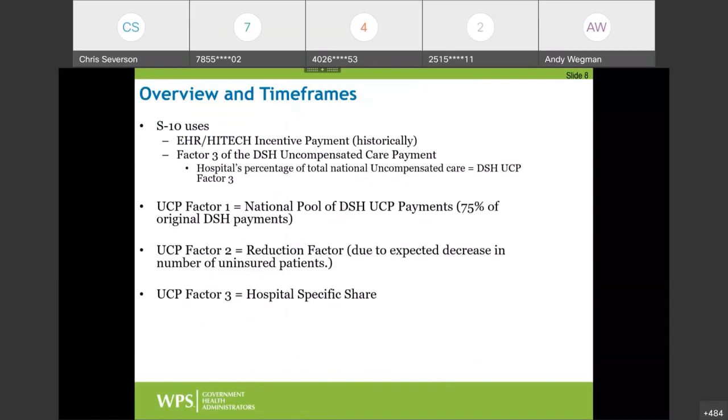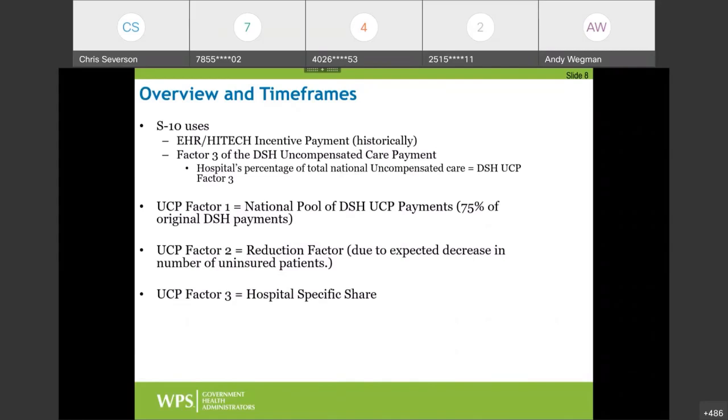So historically, we used to use this data for the high-tech payment, the EHR payment. That's been gone for a while now. And the big thing is factor 3 of the DISH uncompensated care payment. That's the hospital-specific share of the payment.